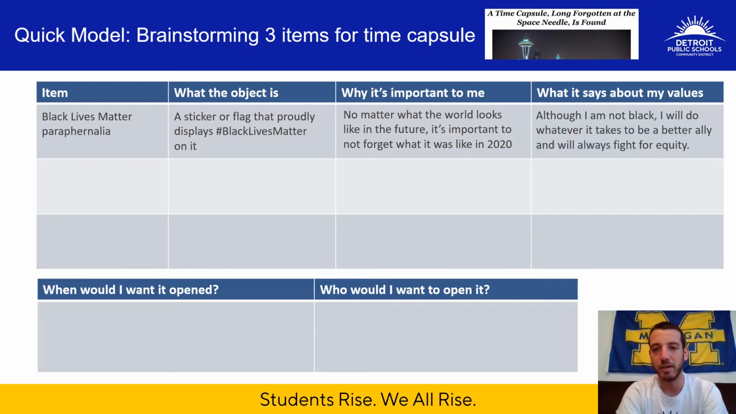What it says about my values: although I'm not Black, I will do whatever it takes to be a better ally and will always fight for equity. So I'm not someone that's personally impacted by police brutality or racism, but I'm someone who deeply cares about ending it and getting to the root of the problem, which is white supremacy. And so this connects to my values about trying to be an ally and trying to advocate for groups that I'm not a part of and uplift the voices of people who are fighting for change.